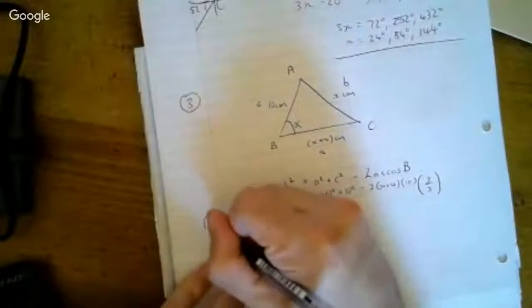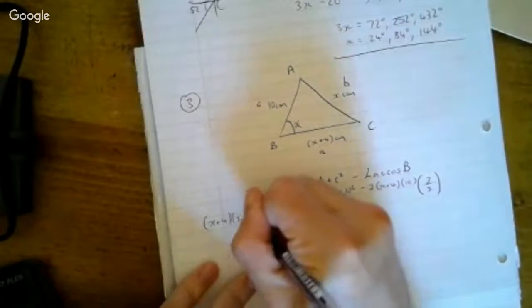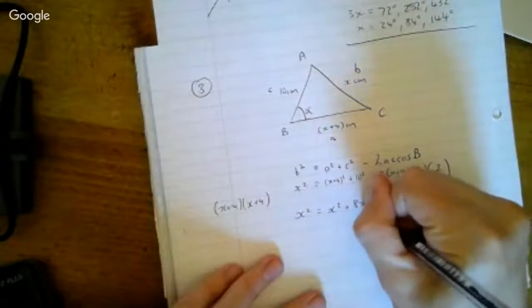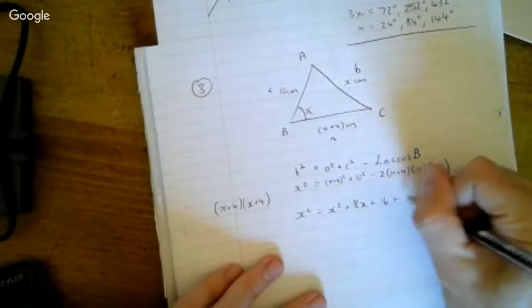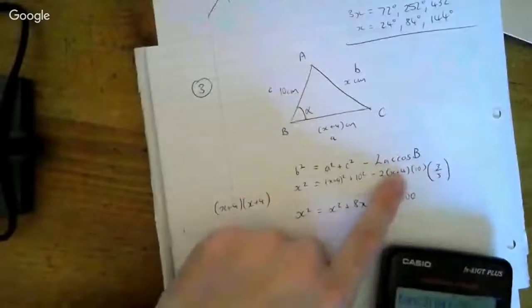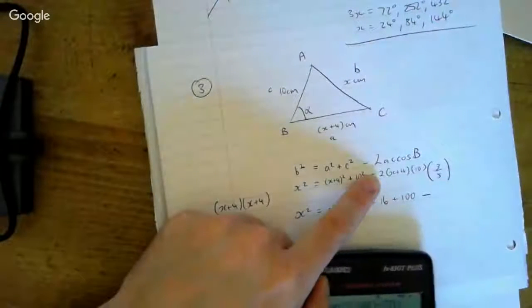So I'm going to get x squared equals, expand that, that really means x plus 4 times by itself. Okay, so expand it like that if you need to, but you should know it's x squared plus 8x plus 16 plus 100. Now this bit here, I stick all the number values into my calculator. It's going to be minus because it's a minus there.